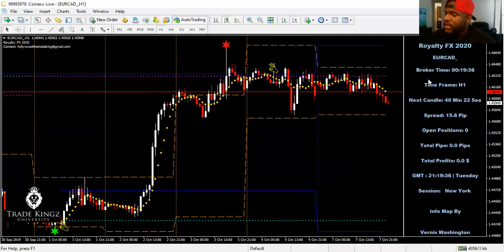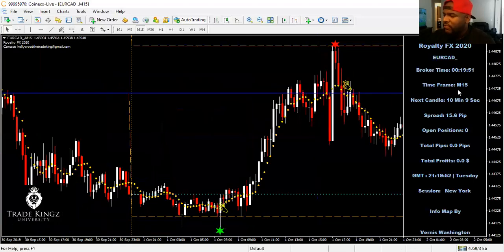Over here on the right is your info map. Info map actually tells you what currency you're looking at. It'll tell you the broker time, the time frame. I can switch to any time frame here. We go to the 15-minute. It tells me we're on the 15-minute time frame here. It tells you how many minutes to the next candle. Your spread is here. If you have any positions open, it will tell you right here in this area. Total pips that you're gaining.